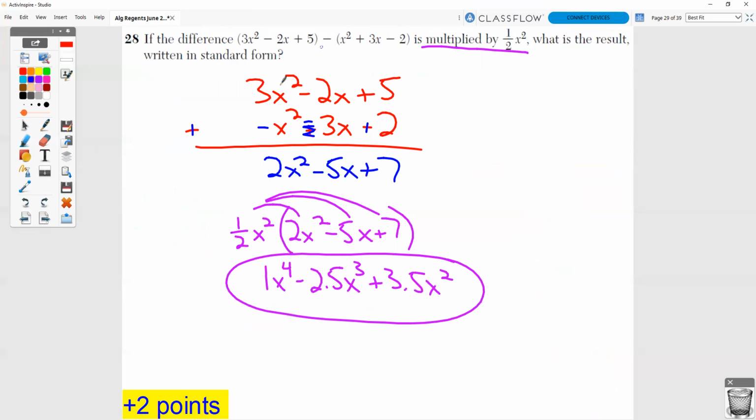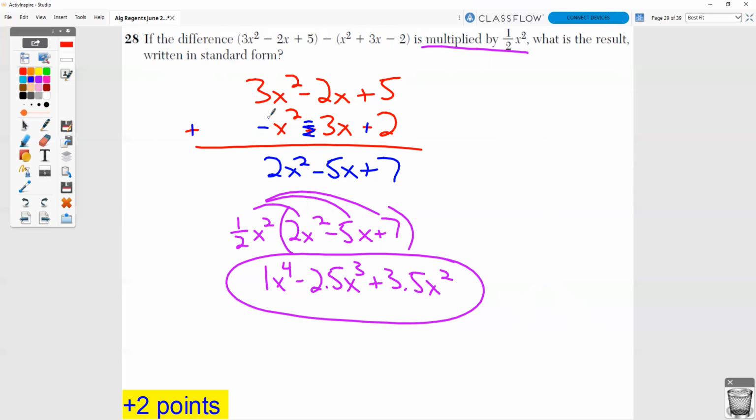Well, when you subtract, you change the minus sign to a plus sign and change all the signs in that second trinomial or binomial, whatever you happen to be subtracting. So we want to change our x squared to a negative x squared, our plus 3x to a minus 3x, and our minus 2 to a plus 2. And now we want to add going down.